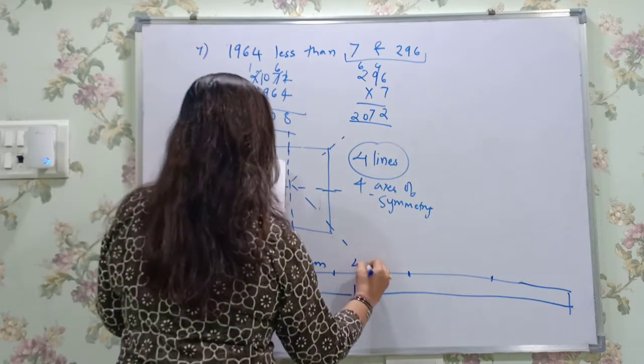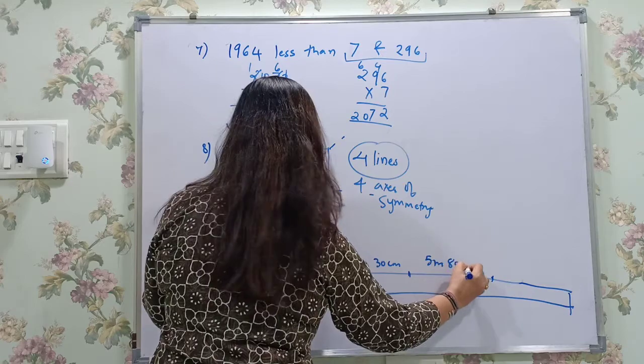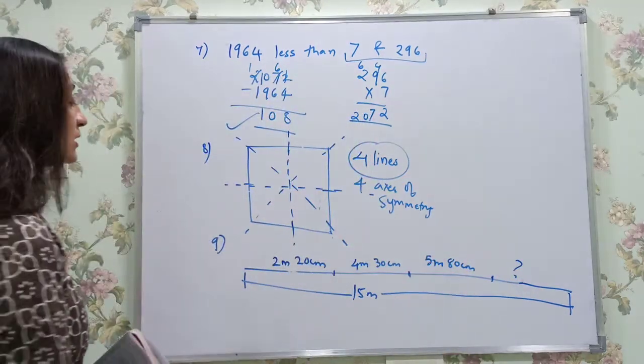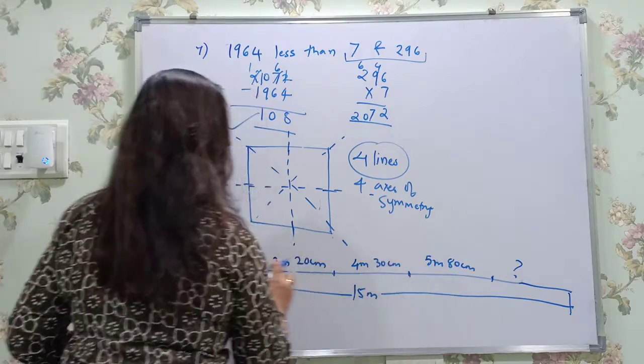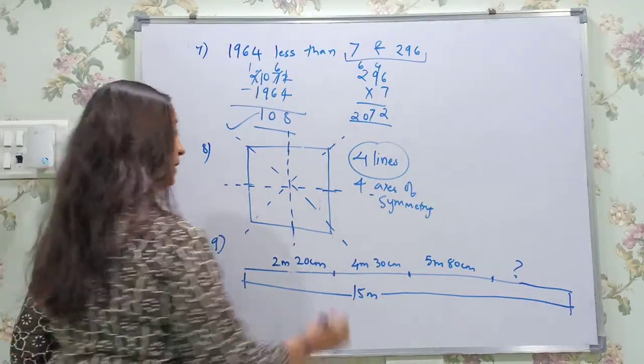This is 4 meter 30 centimeter. This is 5 meter 80 centimeters. And what is the length of the remaining part? Okay. So first of all, we add these. And then we subtract it from 15, we will get the length of the remaining part. So what do we do?